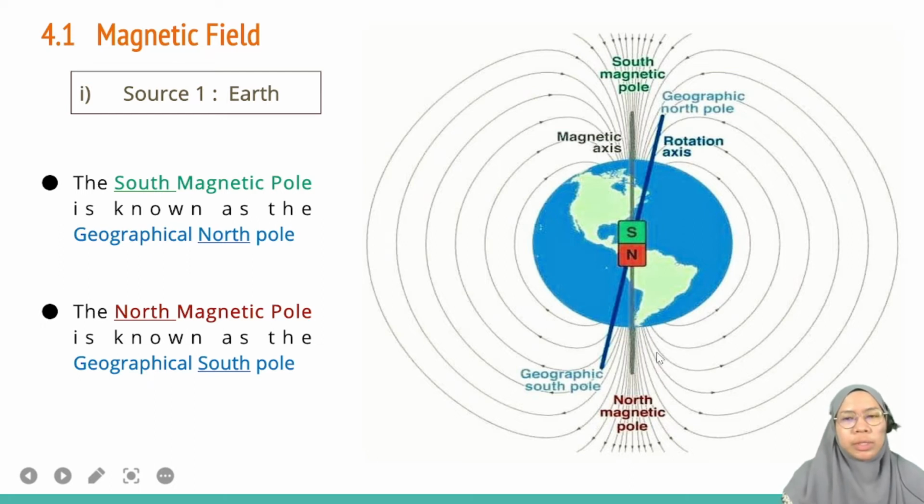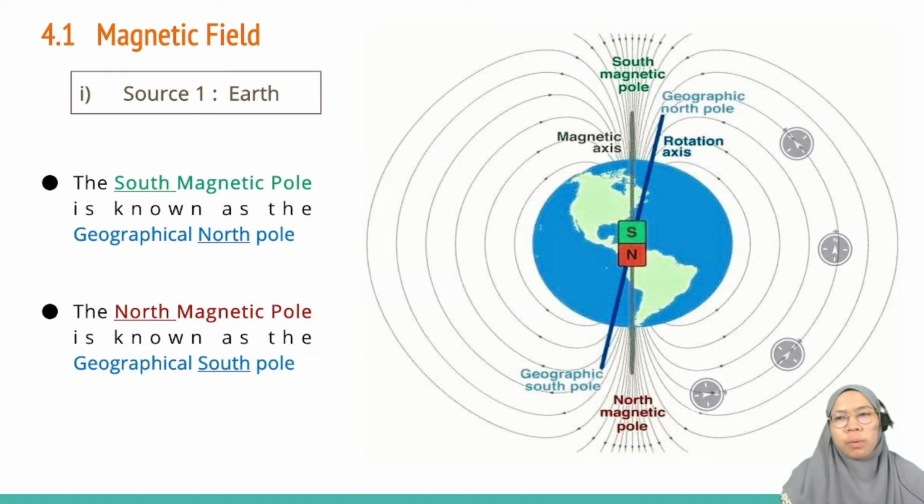Okay, so if we want to draw the lines, they are coming out from the North Magnetic Pole of the Earth, going into the South Pole. So the magnetic field from the Earth is what makes compasses usable for navigation, because the needle of the compass will try to align with the north pole of the Earth's magnetic field.